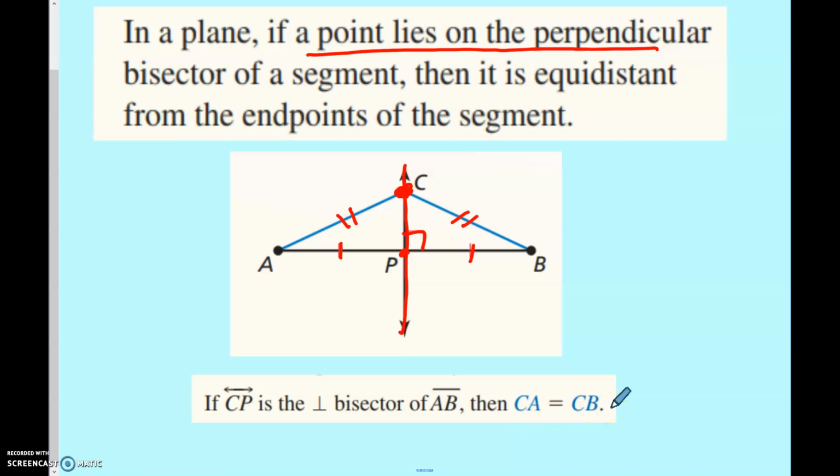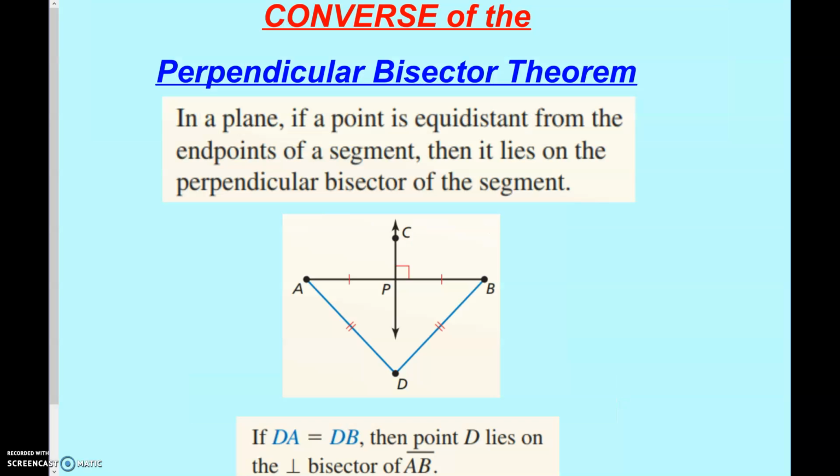Okay, so now go back to chapter 2 and think about when we did converses. So the converse is, if a point is equidistant, see how this point D is equidistant to point B and A? Then what we're saying is D must lie on the perpendicular bisector.